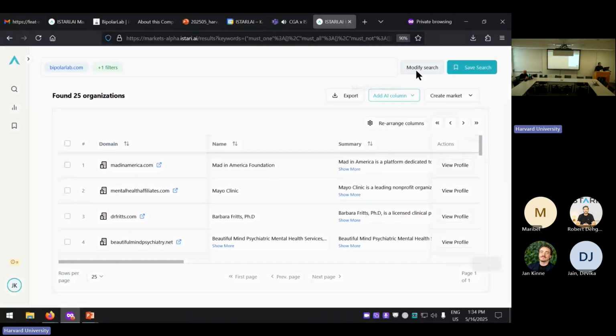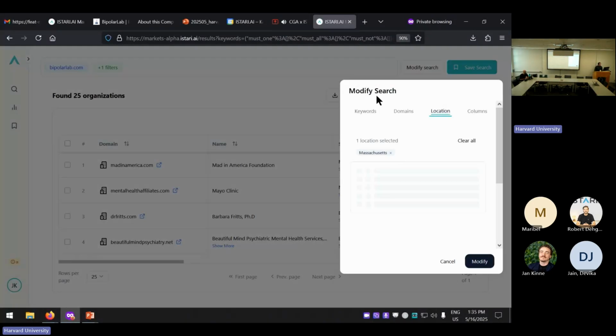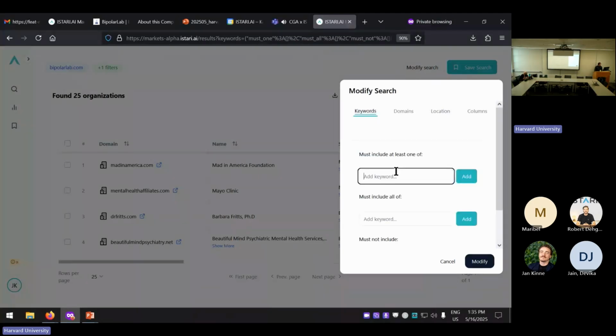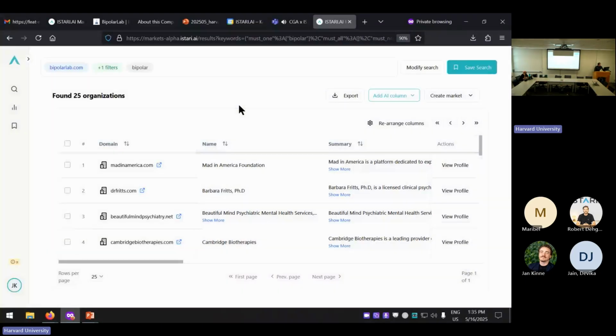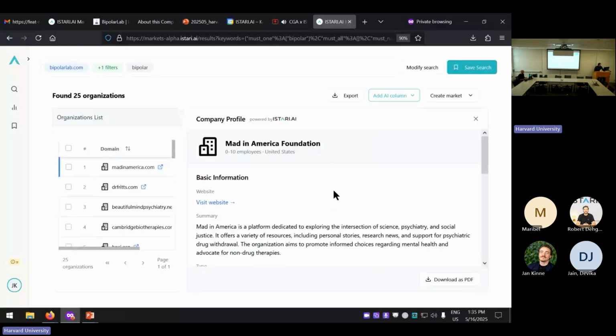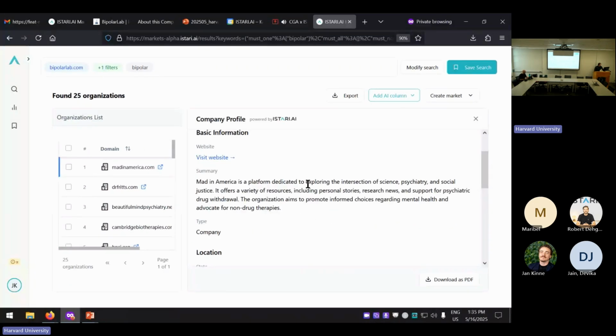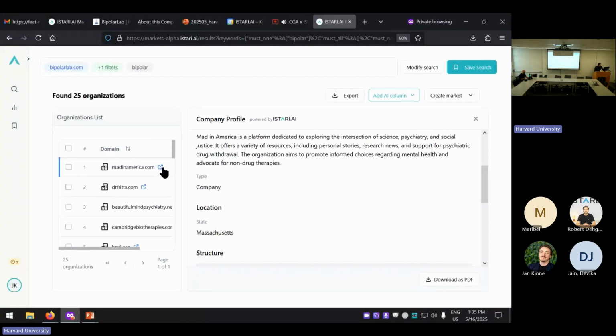And then we say only with bipolar. So this is now only the top 25 companies, right? We have more. Here we have MAD in America Foundation, dedicated to exploring the intersection of science, psychiatry, and social justice. It offers a variety of resources, including personal stories, research, news, and so on. So let's have a look at what they do.